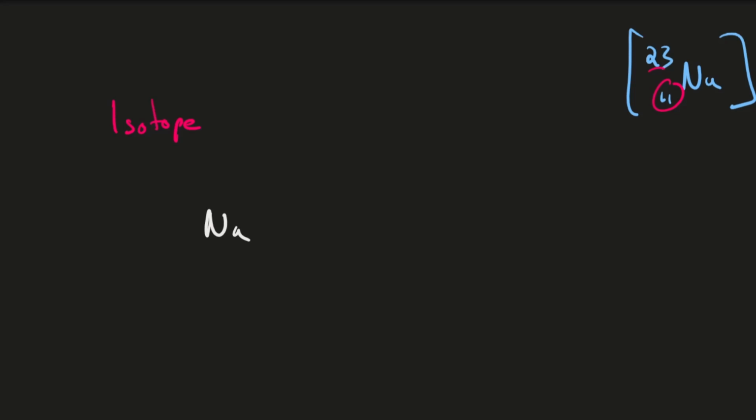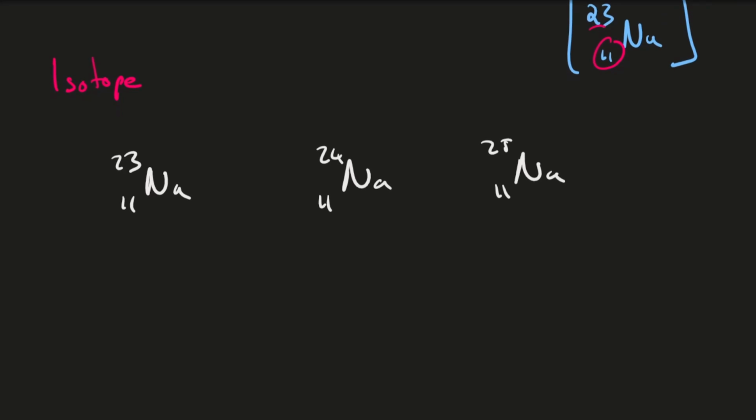So for example, we have Na, and we could have 23 and 11, but we could also have another sodium, and again it has to have a proton number of 11 because that's what makes it sodium. But let's say this time the mass is 24, and we can take another one, and let's say this time the mass is 25, and again the proton number is 11. So this is what we call isotopes of sodium. So these are all isotopes of sodium, and essentially they have the same proton number but a different number of neutrons, which gives them a different mass number. Okay, so that's what we call isotopes of that element.